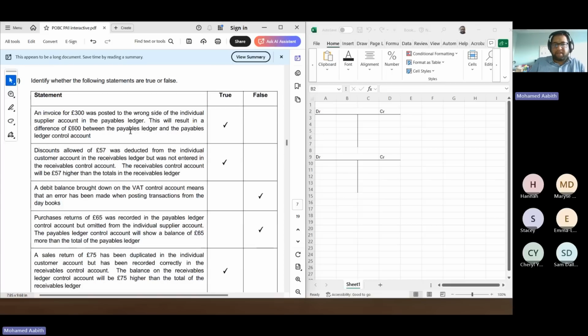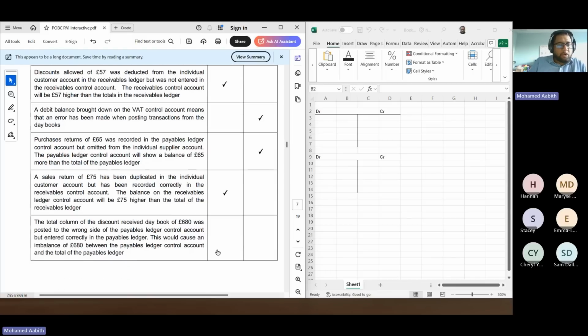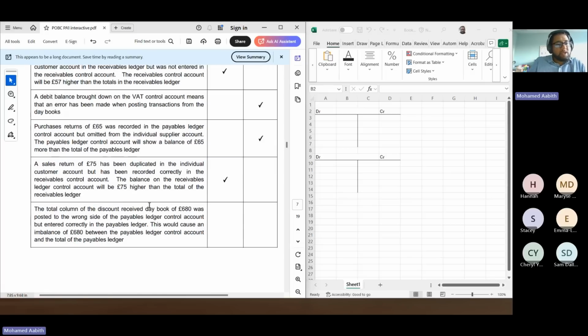Let's go back to the original error. When we did that, if you put something on the wrong side, the balance difference will be double the error. I'm not going to even bother doing this T account because it would be an insult, because you've already done how to do this. If my error has been duplicated, we know it's going to be one side, but this time it's been entered on the wrong side. So the amount it would cause is going to be £1,360, not 680, between the payable ledger control account and the total of the payable ledger. So therefore that is false. It has to be double. There are no other answers to it.